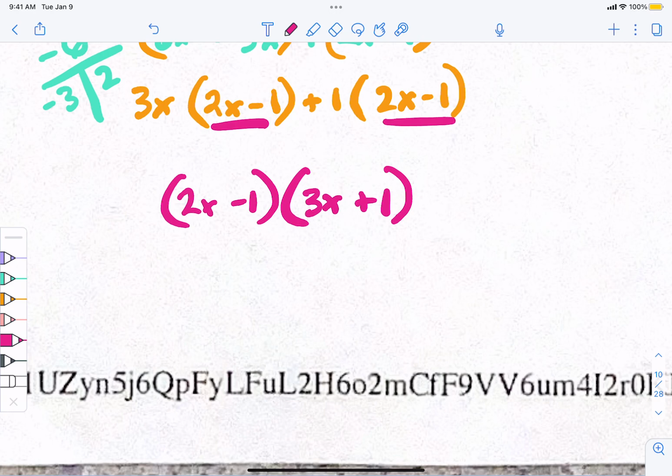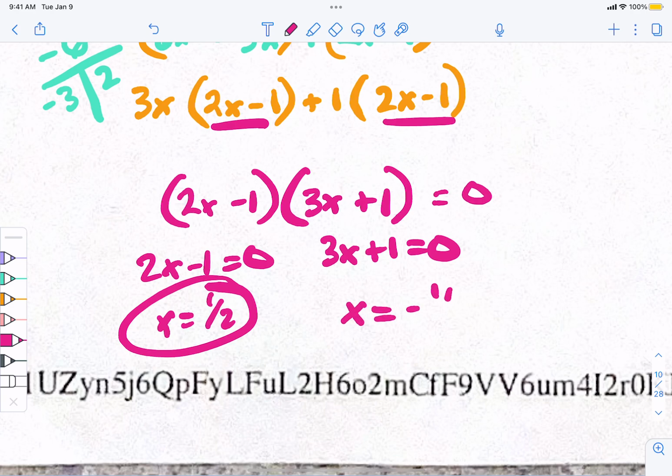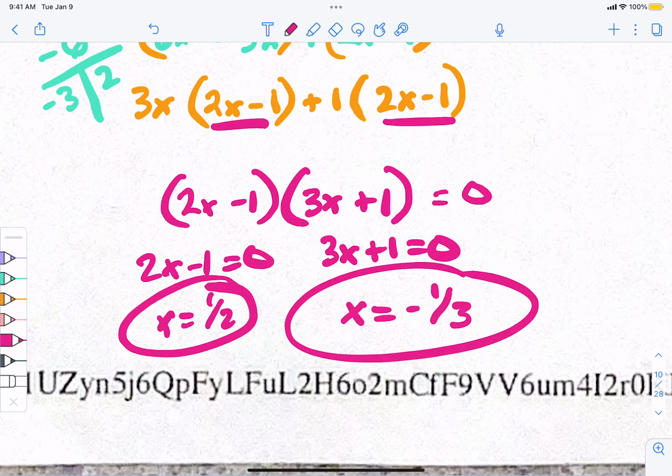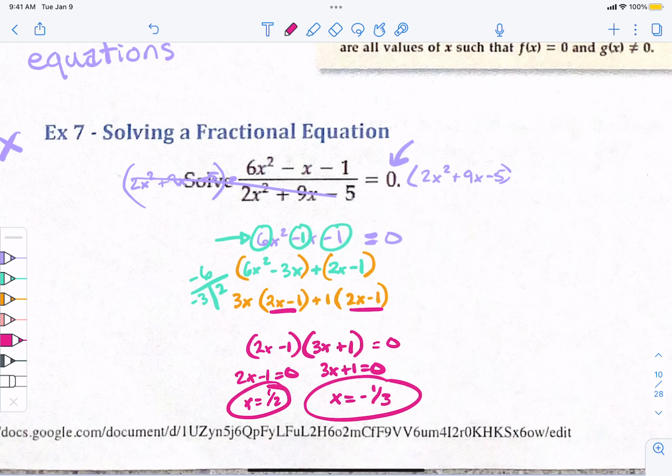Are we going too fast? Are we doing okay? Okay, so 2x minus 1 equals 0. Can you do that in your head? x equals: add the 1, divide by 2, x equals 1/2. This one, 3x plus 1 equals 0: you subtract the 1, divide by 3, so x is -1/3. Those are my two answers for this fractional equation. Good? All right, perfect.